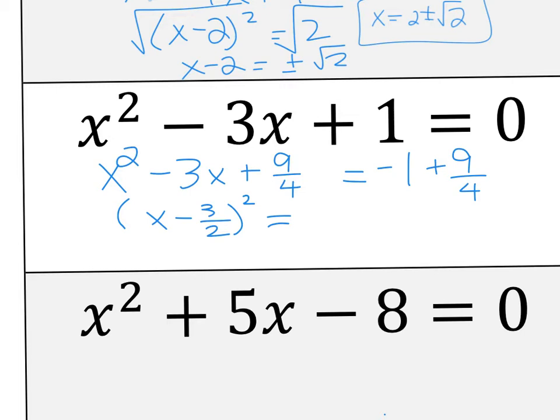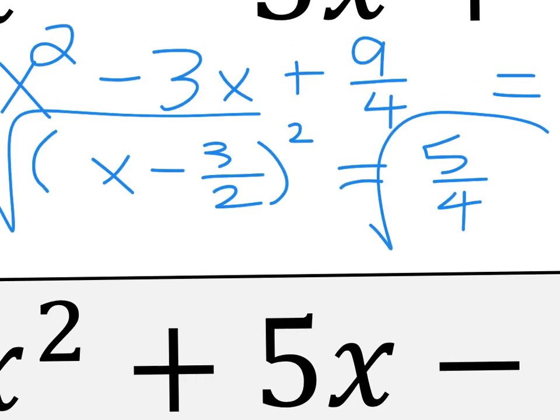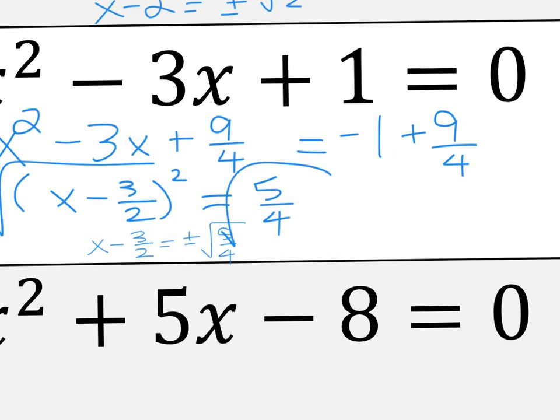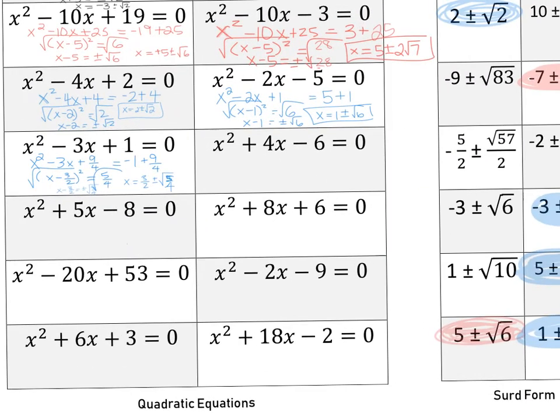we're going to do negative 1 plus 9/4, and that's going to give me 5/4 over here. So I'm going to square root both sides. And then I'm going to get x minus 3/2 equals plus or minus the square root of 5/4. So the only thing I have to do is add the 3/2 to the other side. It's not any more work. I just have to keep the fraction, 5/4, my fault, 5/4. So that should be my answer over here.